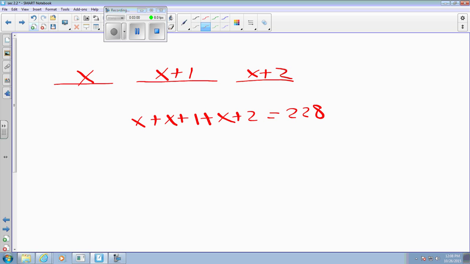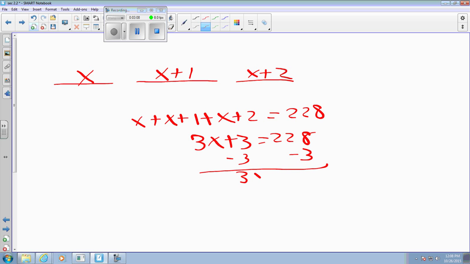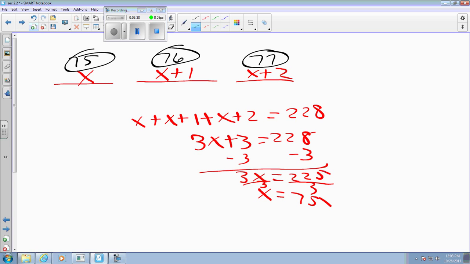Simplifying my equation, I get 3x plus 3 equals 228. Minus the 3, minus the 3, I get 3x equals 225. Dividing by 3 on both sides, I get x equals 75. Now, when I get the answer of x equals 75, I am not done because it asks me to find 3 numbers. So for the first one, I'm going to put 75 for x because that's what we found. The next one is 76, and the next one is 77. These 3 numbers are the answer.